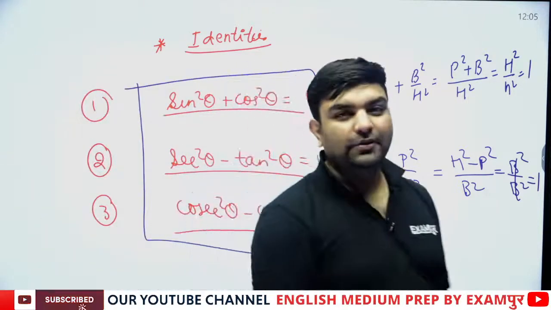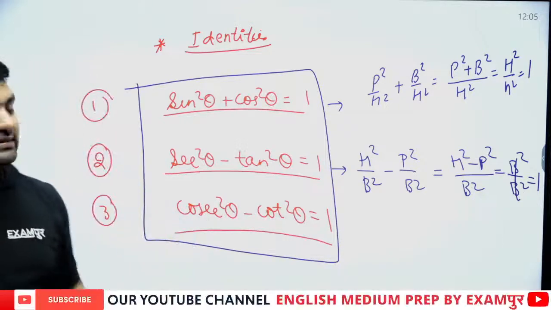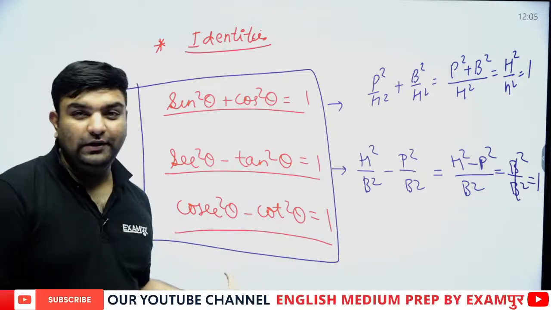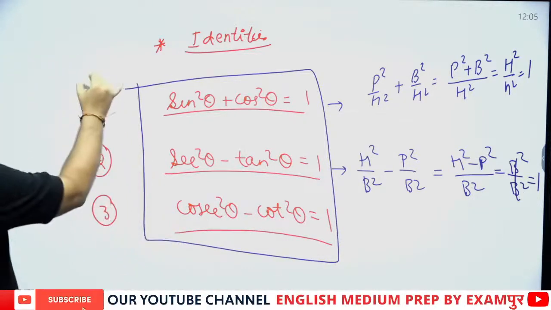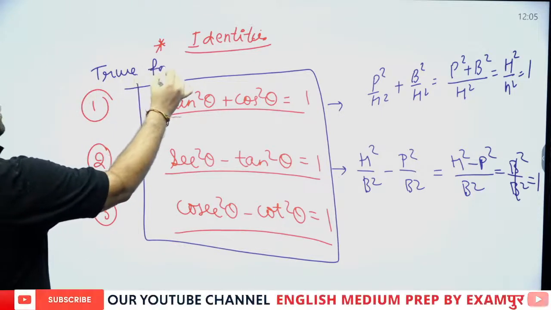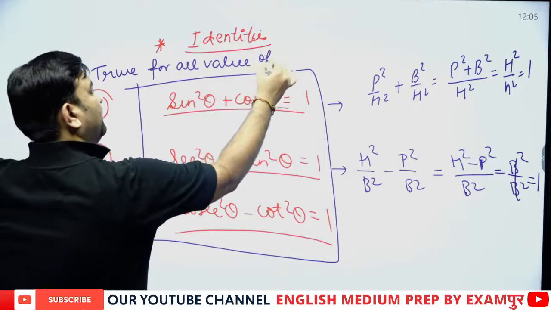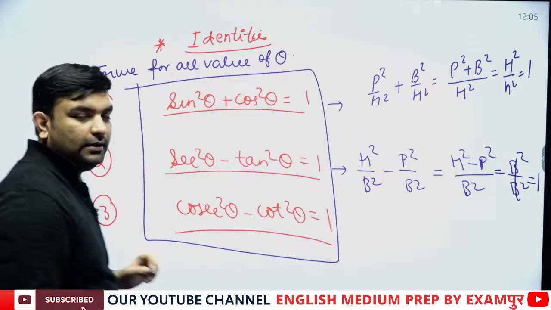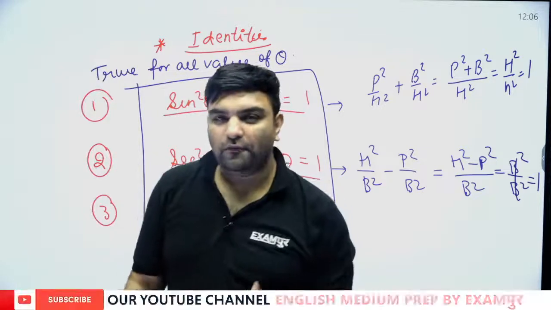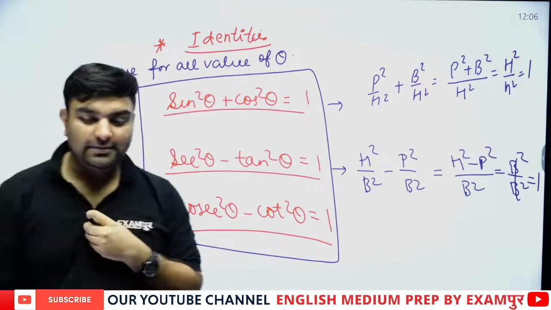So that is the reason, guys, these are being called identities. And what do you mean by identities? True for every value of theta, true for all values of theta. Is it clear?